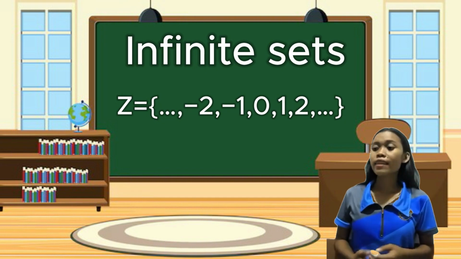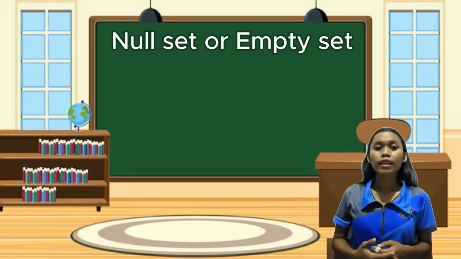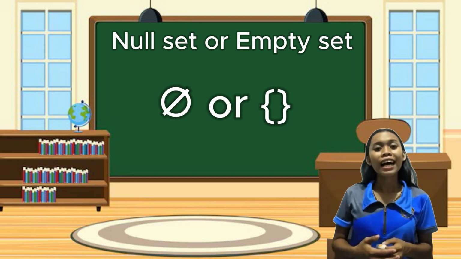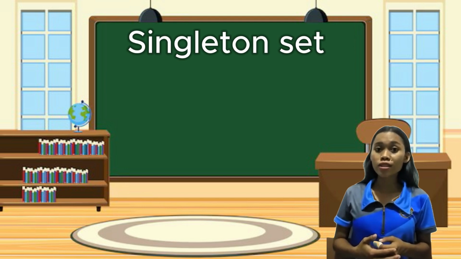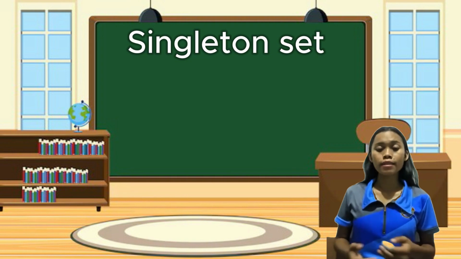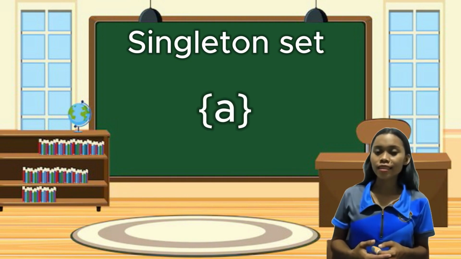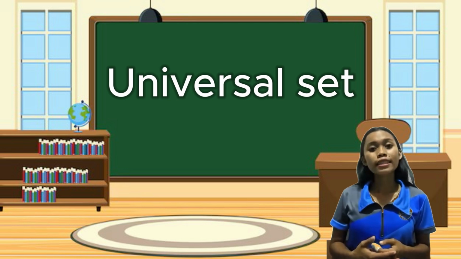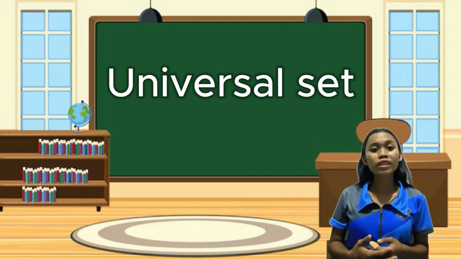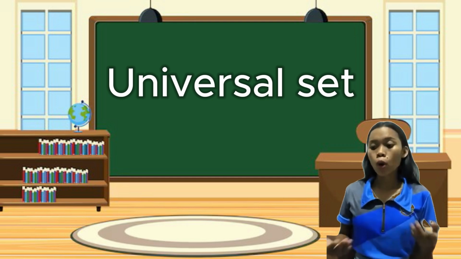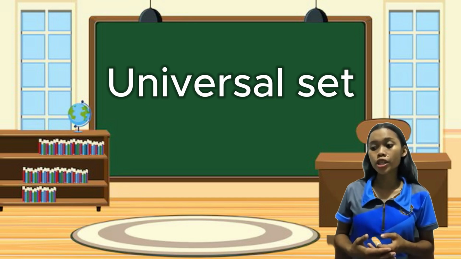And the next is a null set or the empty set. This set contains no elements and is represented as the null set or 0. And the next is a singleton set. This set contains only one element like A. Lastly, a universal set. This is the set that contains all elements under consideration for a particular discussion or problem.